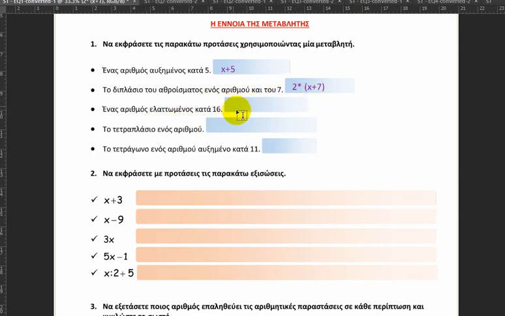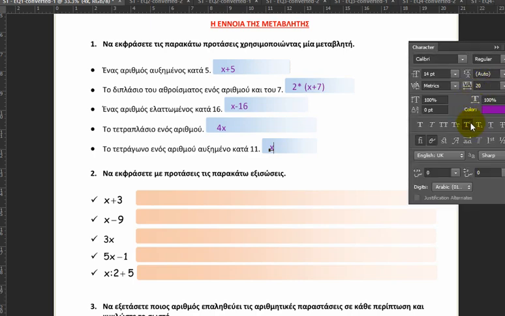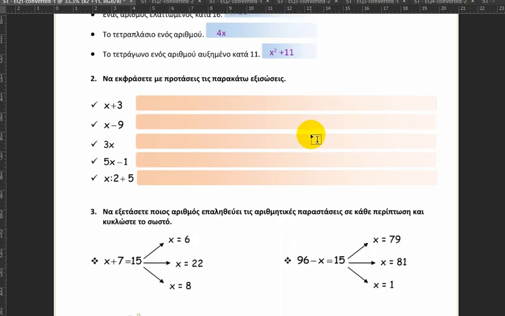A number decreased by 16. So that would be x minus 16. Quadruple of a number means 4 times that number, so 4x. Then the square of a number increased by 11. So let's say x squared. And then increase that by 11. Moving on.